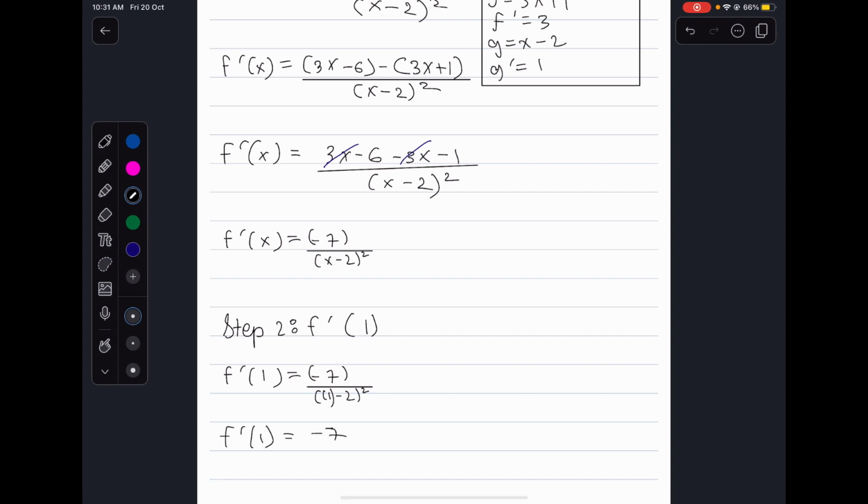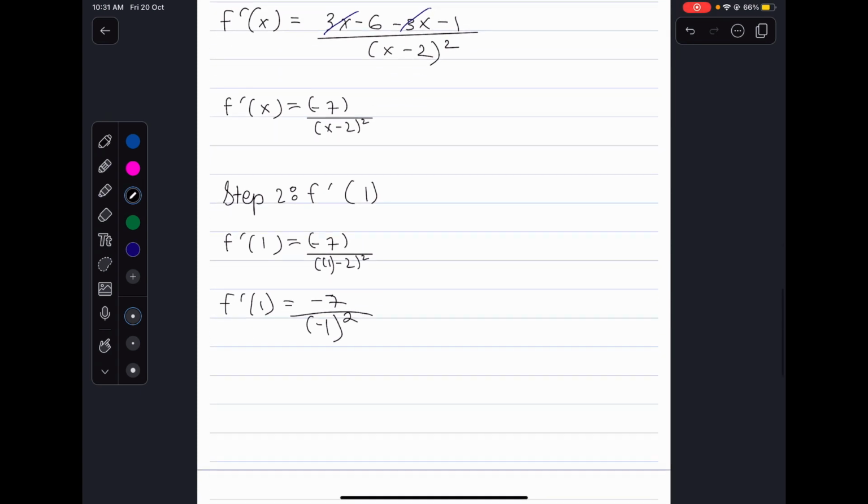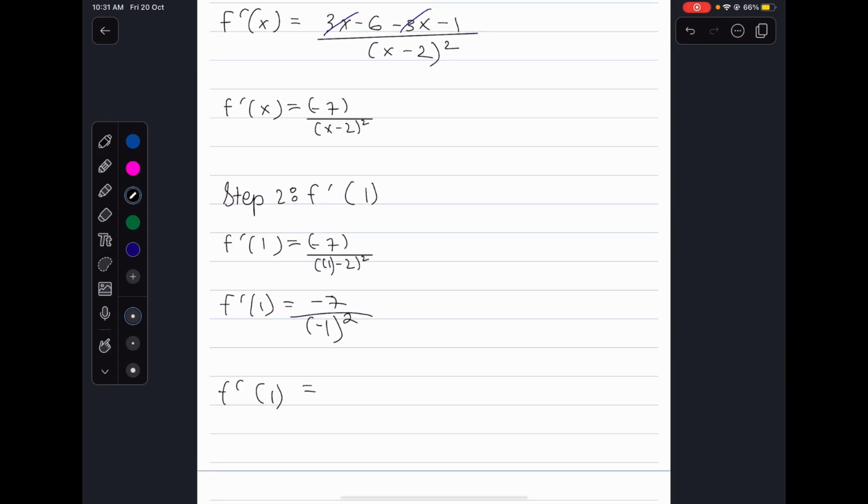The numerator stays the same. The denominator will become, in brackets, 1 minus 2, which is negative 1, and then keep the exponent of 2. So negative 7 over negative 1 times negative 1, because negative 1 to the power of 2 is essentially the same as negative 1 times negative 1, which is positive 1. And any number divided by 1 is itself, so our final answer is negative 7.